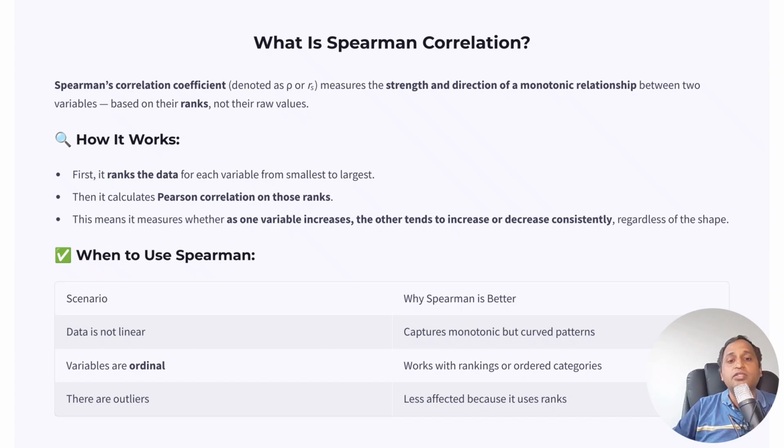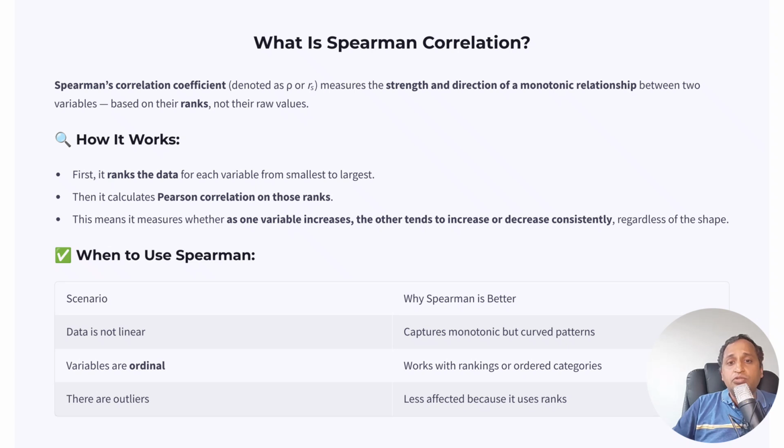So how does it work? First, Spearman ranks all the values for each variable from smallest to largest. Then it calculates the Pearson correlation, but on those ranks instead of the original values. This lets it detect whether one variable consistently increases or decreases as the other does, even if the relationship is curved and not linear at all. So this will help you detect the relationship between these two variables.